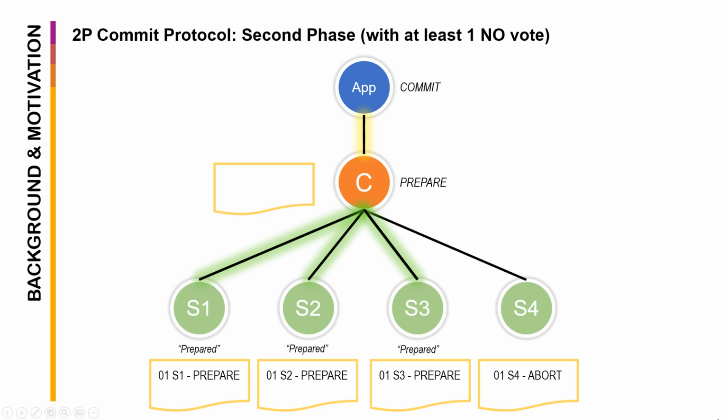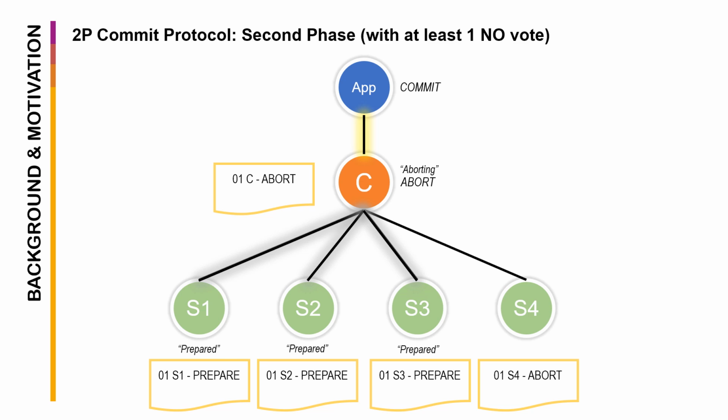Now, if the coordinator had received even one no vote, as in our current situation, then it moves to the aborting state by force writing an abort record and sends aborts only to the subordinates that are in the prepared state or have not responded to the prepare.